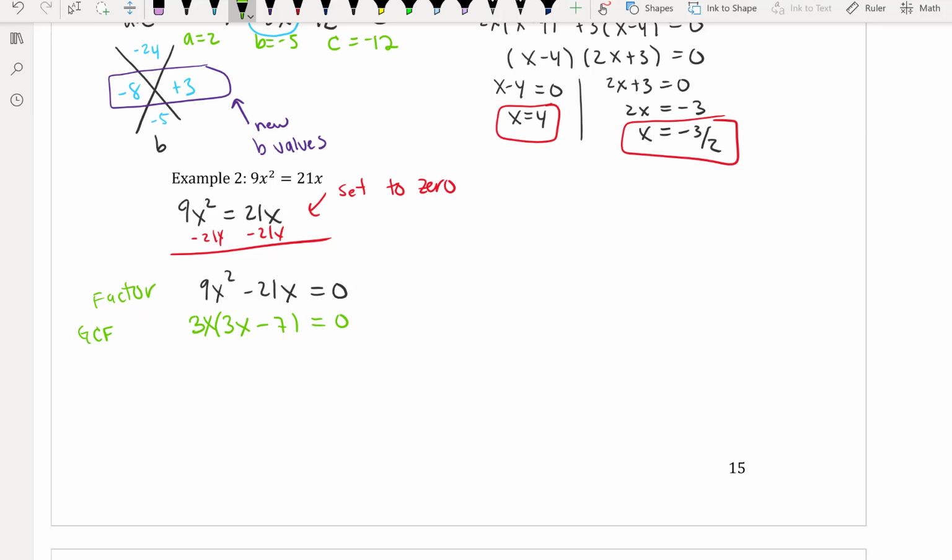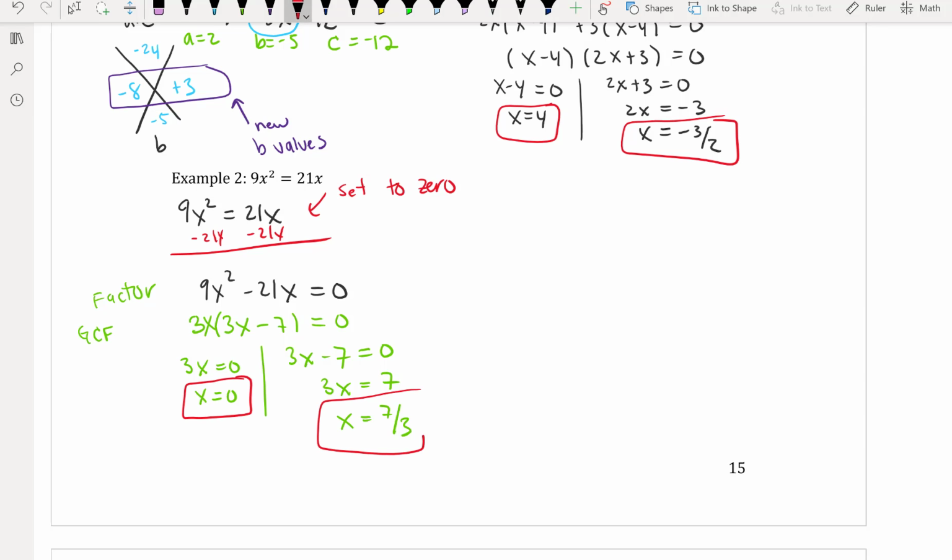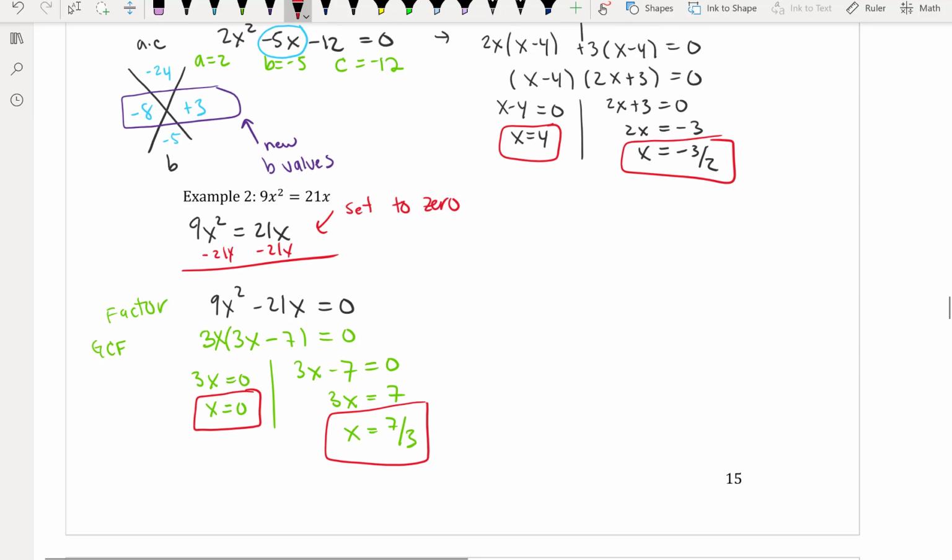So now I set each thing equal to 0. I'm applying the zero product principle. So 3x is equal to 0, so then x is equal to 0. I have my 3x minus 7 is equal to 0. So 3x is equal to 7, so x is equal to 7/3. So now I have my two answers: x is equal to 0 and x is equal to 7 divided by 3.